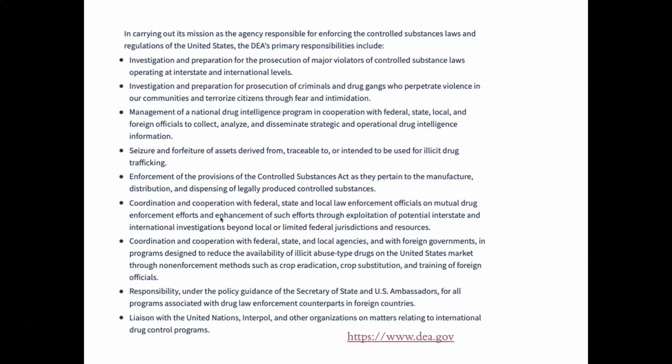They have responsibility under policy guidance of the Secretary of State and U.S. ambassadors for all programs associated with drug law enforcement counterparts in foreign countries. And they are a liaison with the United Nations, Interpol, and other organizations on matters relating to international drug control programs.